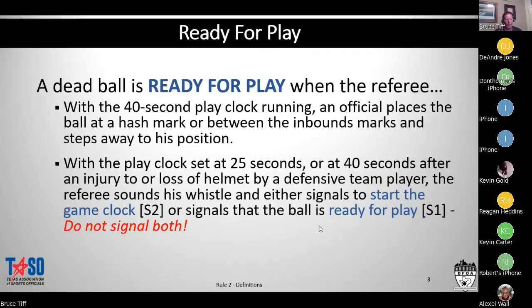If we were in person, I could actually show you these, but we're not. And then start the game clock is signal 2. So you're going to see that S bracket in a lot of presentations. I just wanted you to know what that is.